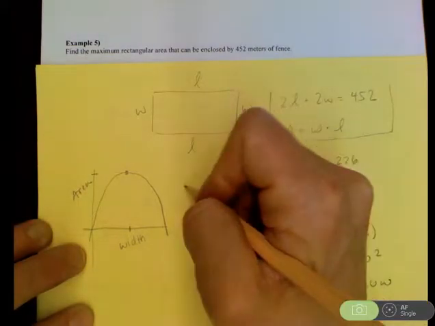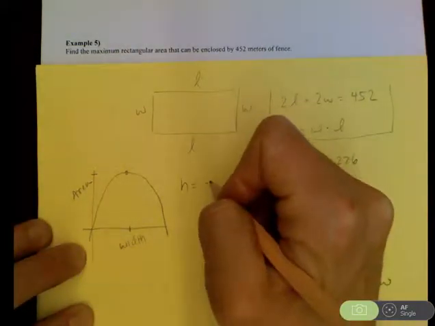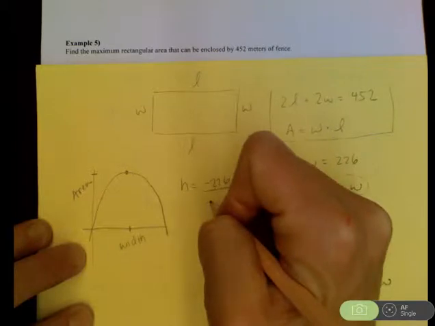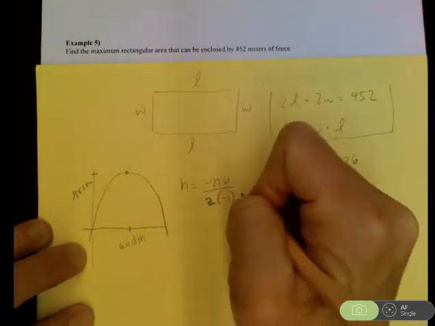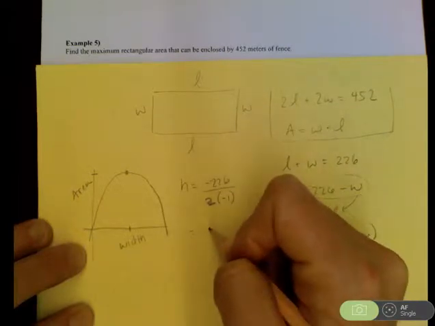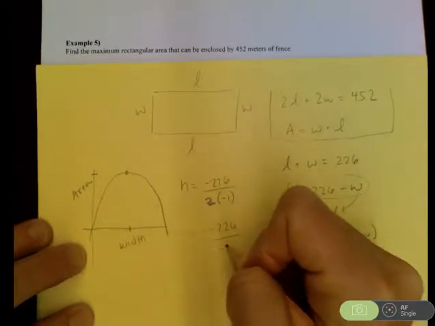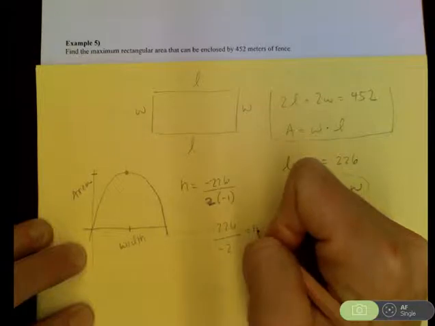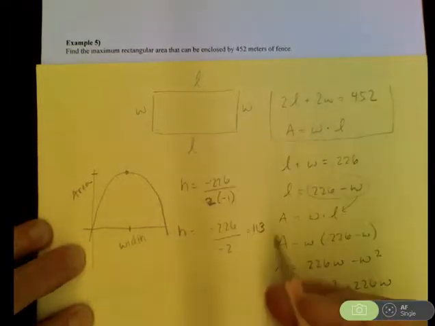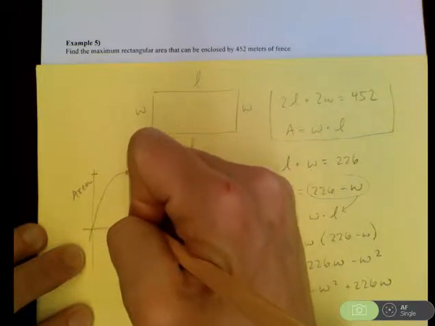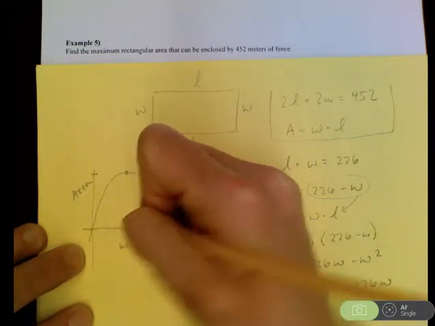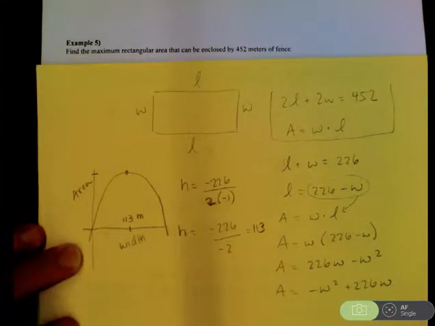Let's grab the vertex. So H equals negative B over 2A. So our H is at 113. So the perfect width for this thing is 113 meters. And now we just need to find the area.